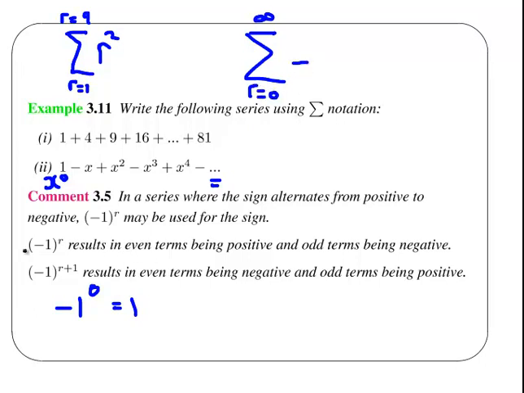Now, we're dealing with this first scenario here, where even terms are positive. See, plus x squared. So we have minus 1 to the power of r, and then simply x to the power of r. And that really covers everything there. Okay, so we'll end that presentation there. That's this introduction to series and sigma notation.